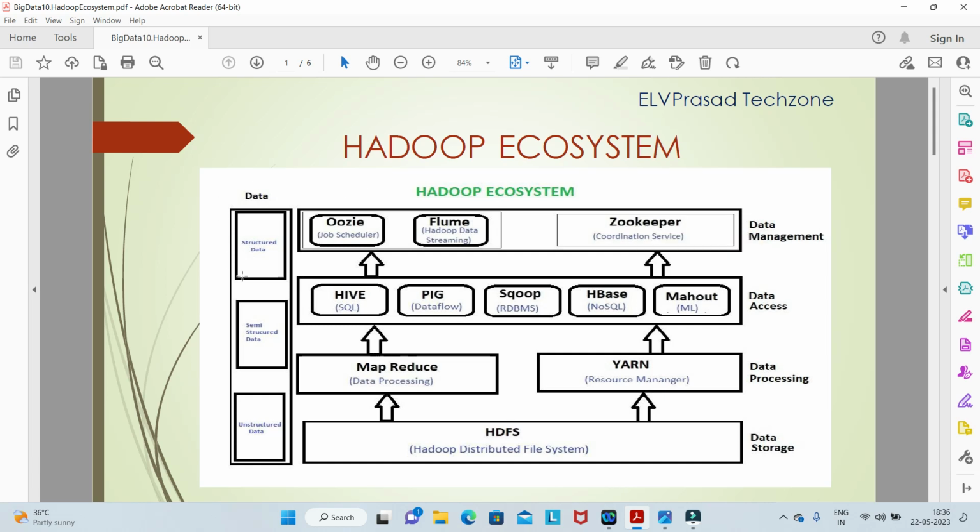So any kind of data would be processed, like structured or semi-structured and unstructured data. That would be processed using any of the Hadoop components for various purposes. We'll get into a few of the components in Hadoop ecosystem one by one.